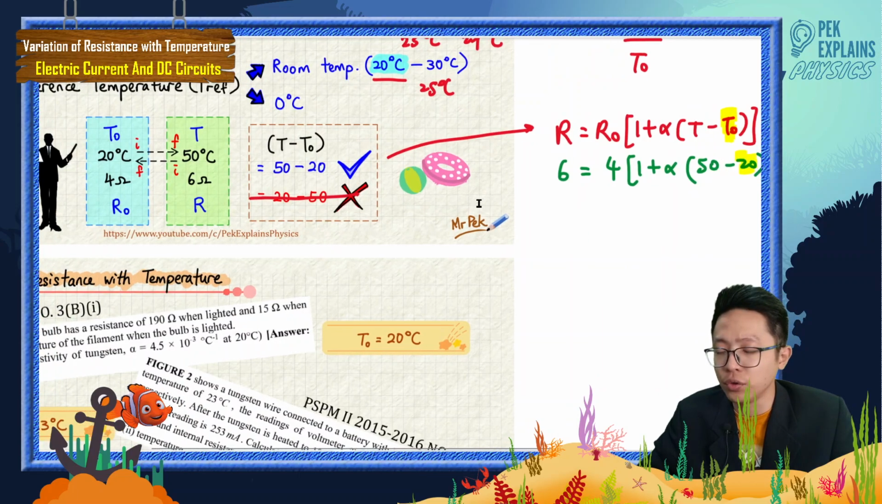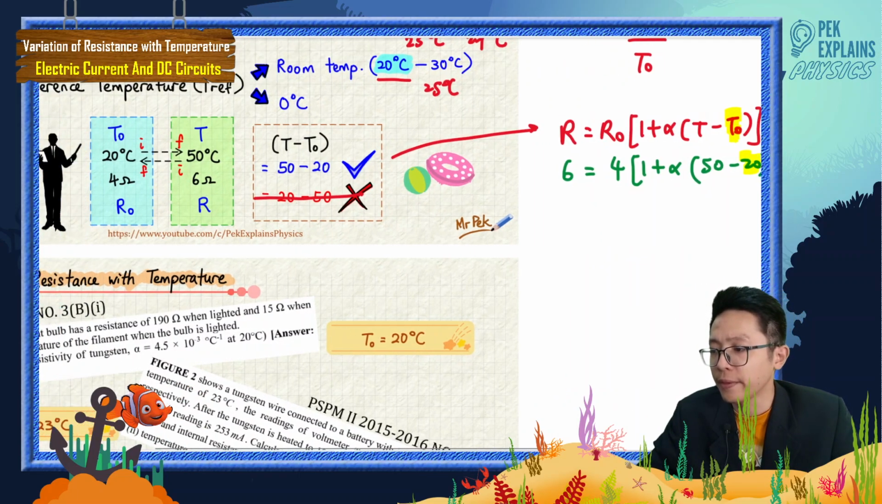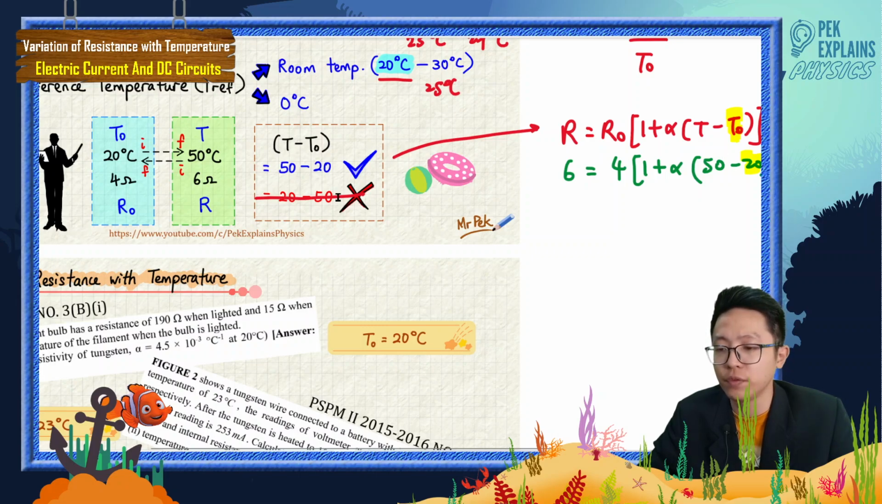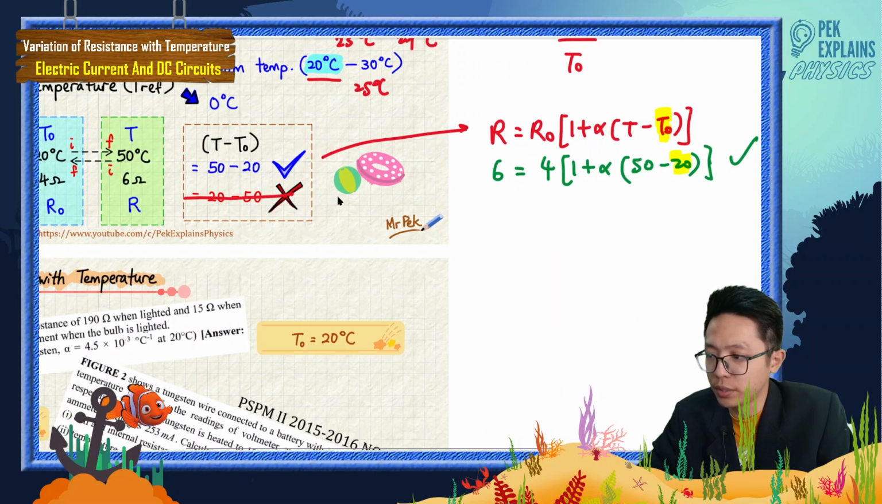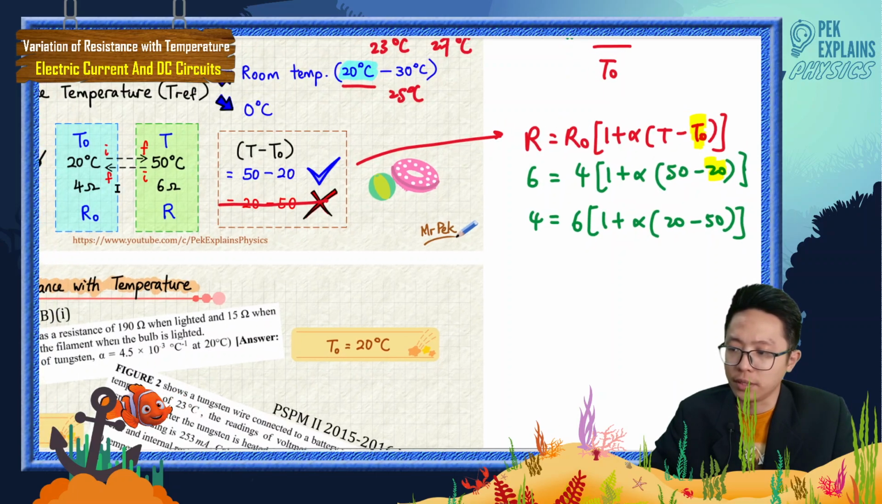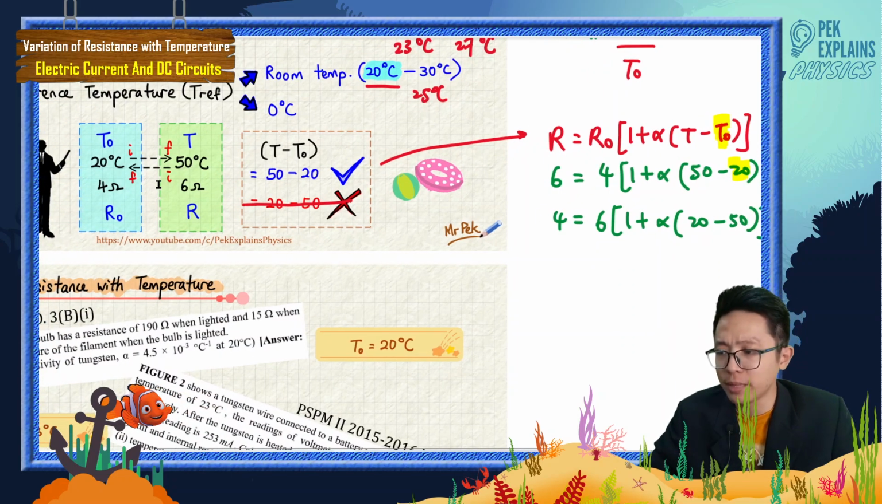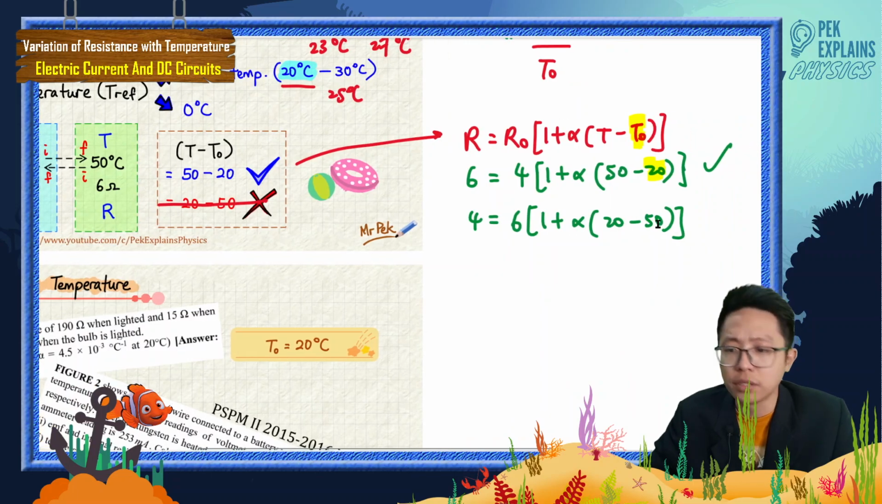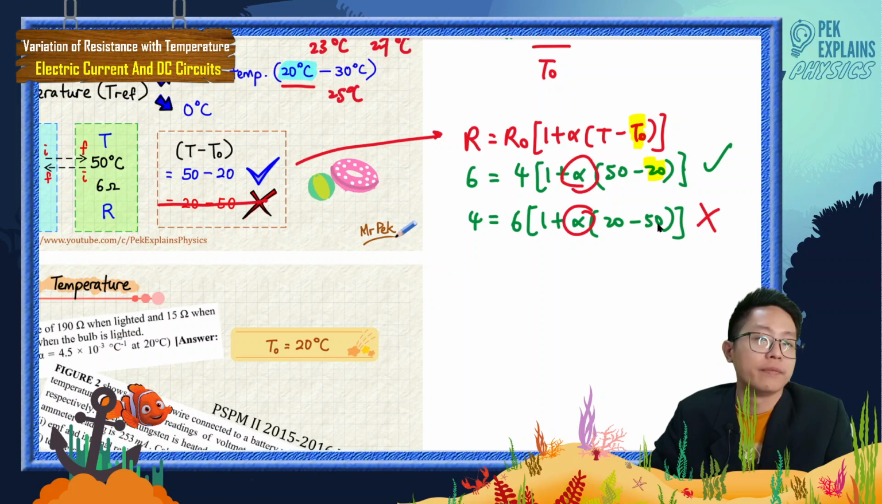But if you use the concept of final minus initial, the other way around, you use 20 minus 50, which gives you this one. You think that this one is a 4 and this one is 6, and 1 plus alpha times 20 minus 50. For example, you use final minus initial, and use the 50 as the initial. You will get a different answer. This alpha is different from that alpha. This one is wrong and this one is correct. The top one should be correct.